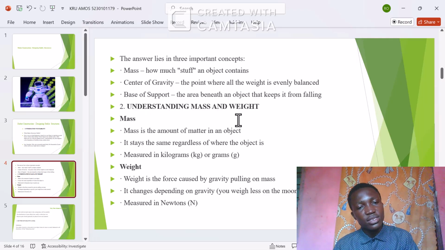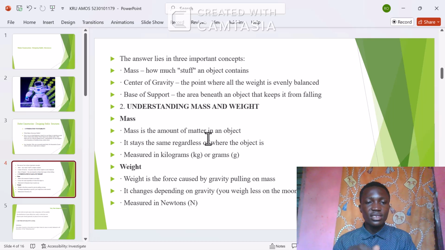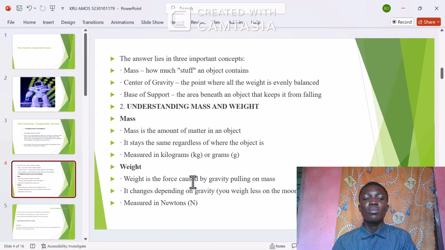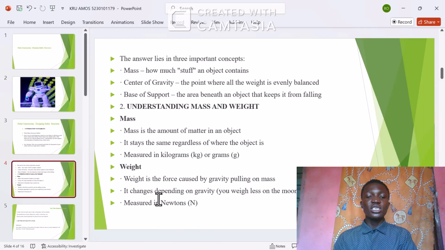Understanding mass and weight. Mass is the amount of matter in an object. It stays the same regardless of where the object is, and is measured in kilograms or grams. Weight is the force caused by gravity pulling on mass. It changes depending on gravity. You weigh less on the moon. Weight is measured in Newtons.